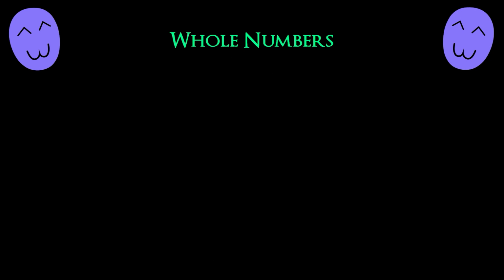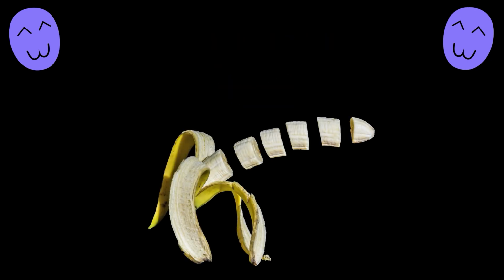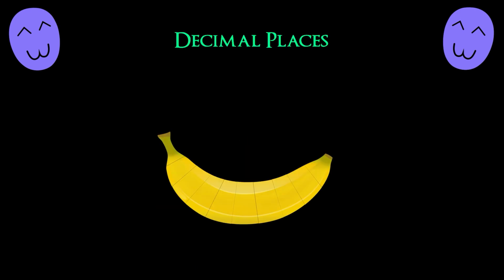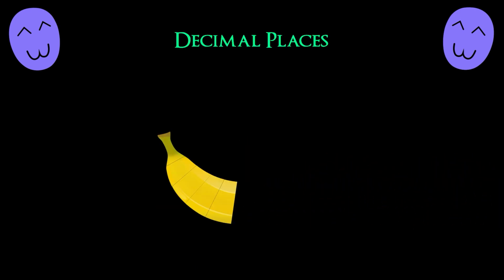So up until now, we have only considered whole numbers, which we represented with whole bananas. But what if we did not have a whole banana, but only part of one? How can our base 10 number system be used to represent values that are not whole? The answer is with decimal places. Decimal places are just like regular number places, except they are used to count parts or fractions instead of groups. The concept behind decimal places is exactly the same as with regular number places.